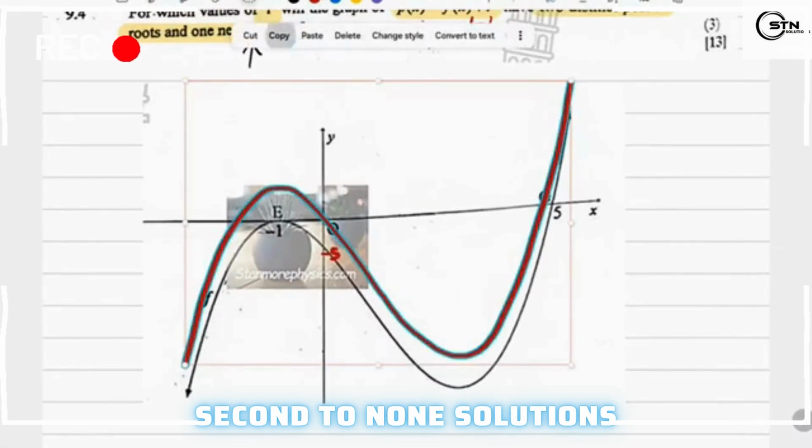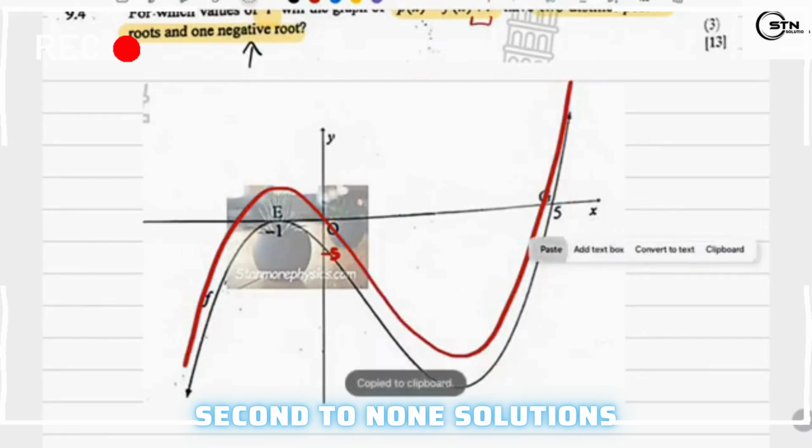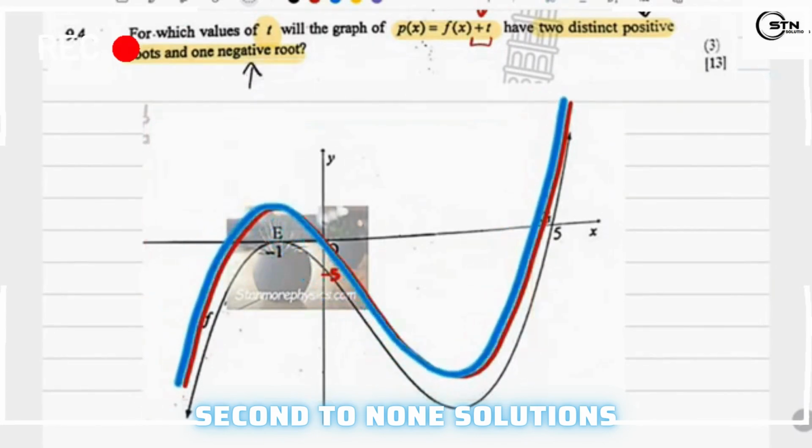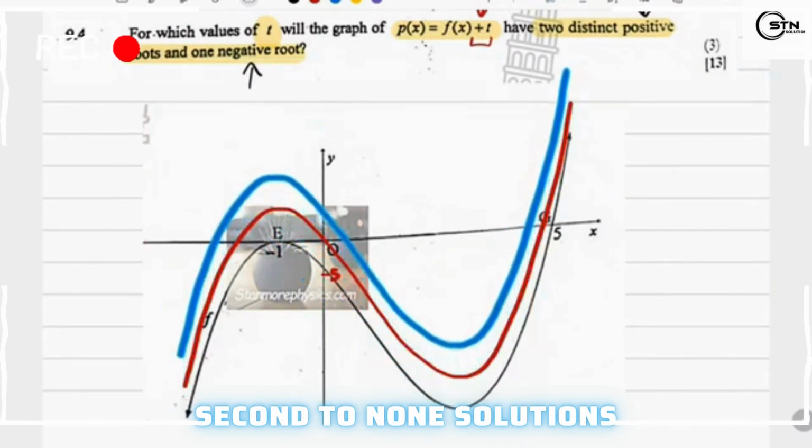Then I'm just going to copy this graph and put the proper one that we're supposed to have. Let's change the color of it to blue. Okay, so this is still our graph, still moving it. So now when you move it up, yes, now we finally have one negative root and two positive roots. So if you move it anything more than 5 units, you're going to have your negative root and your two positive roots.